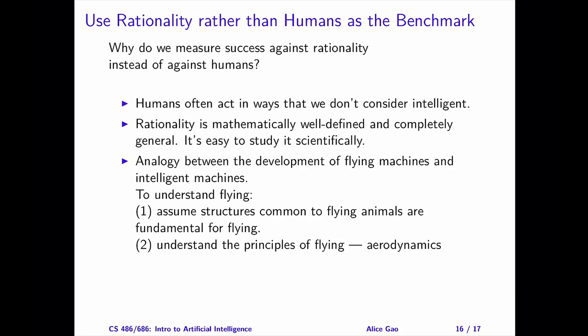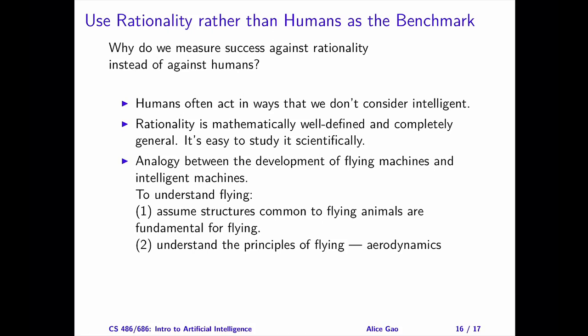Second, rationality is mathematically well-defined and completely general. Since we can define rationality mathematically, we can explore it scientifically. We can develop theoretical models, analyze the models to produce predictions, then perform experiments to verify these predictions. In contrast, if we use humans as the benchmark, it would be challenging to define and scientifically study human behavior. These are two reasons why we should use rationality rather than humans as the benchmark.